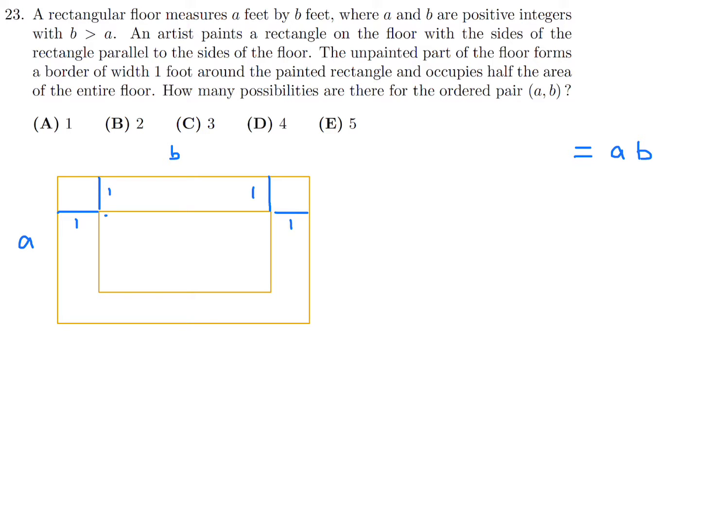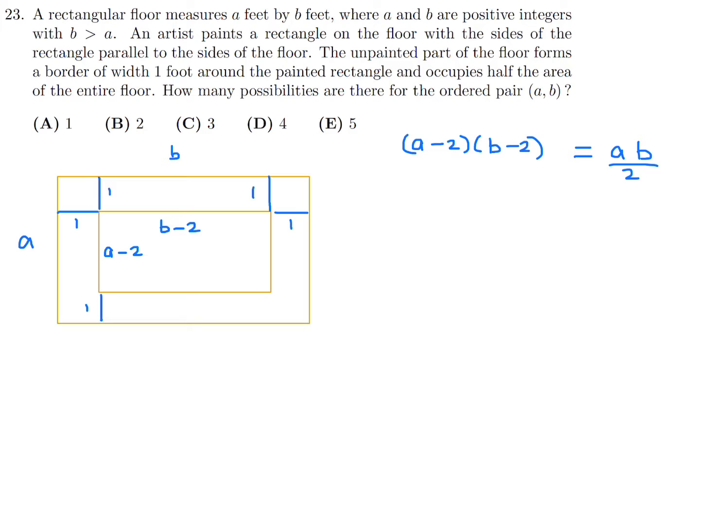And the small one, well, we've got to label this. That distance is going to be B minus 2, correct? And this distance here is A minus 2. You have to subtract the 1 from both sides. So the area of the small rectangle is (A minus 2) times (B minus 2). And they tell me that the small rectangle is half the area of the big one. So there's our mathematical formula. And based on this, we have to figure out how many ordered pairs we are going to get.